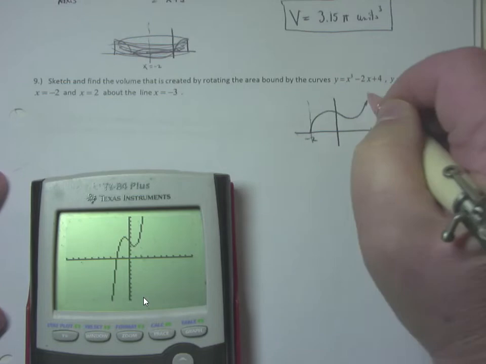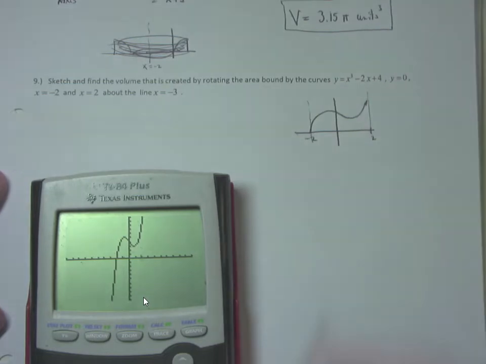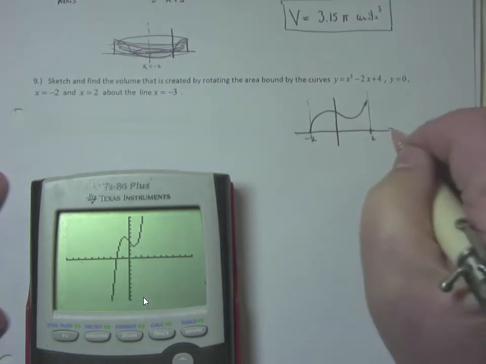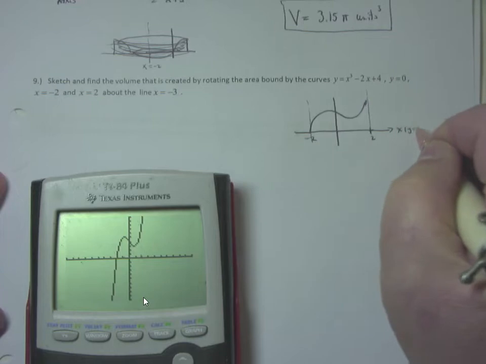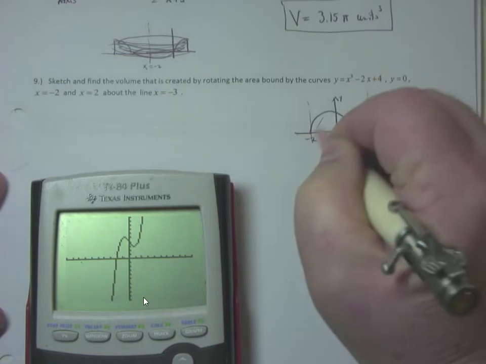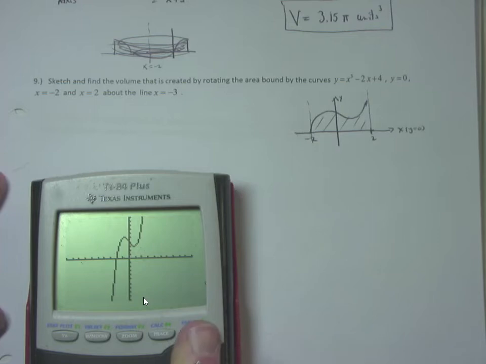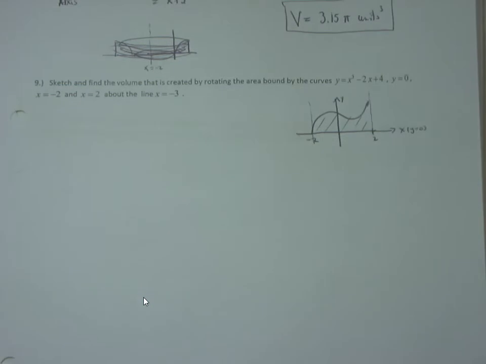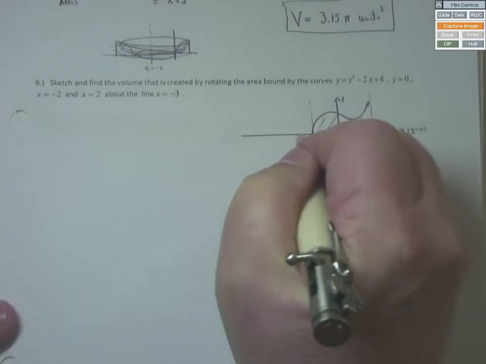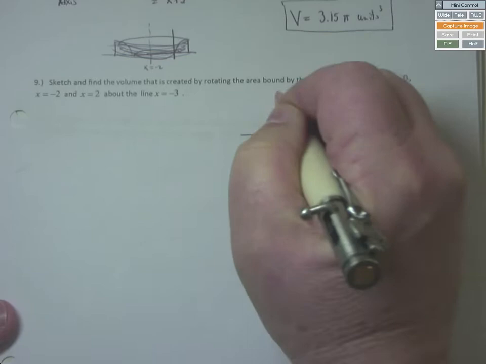Here's that x equals negative 2. Here's x equals 2. And the other one was y equals 0. Y equals 0 is your x-axis here. So we're talking about this region right here. Does that make sense? Now, rotate this thing about the line x equals negative 3. X equals negative 3 is right here.